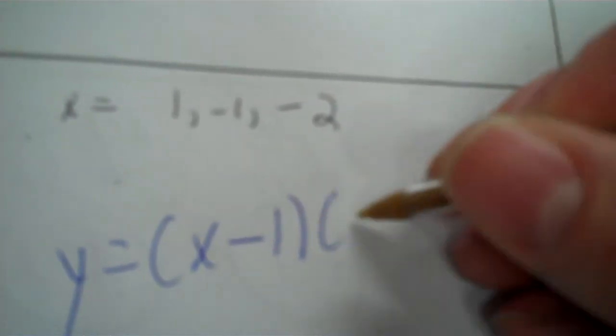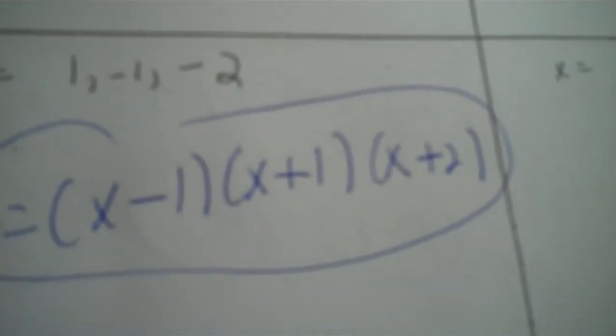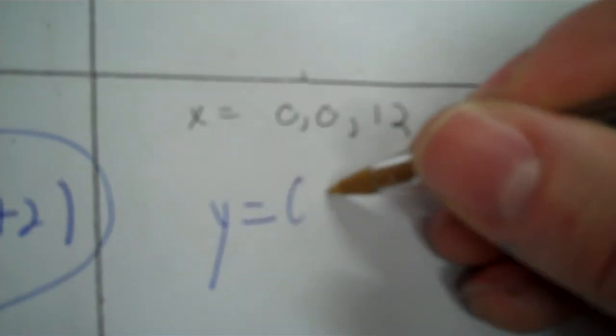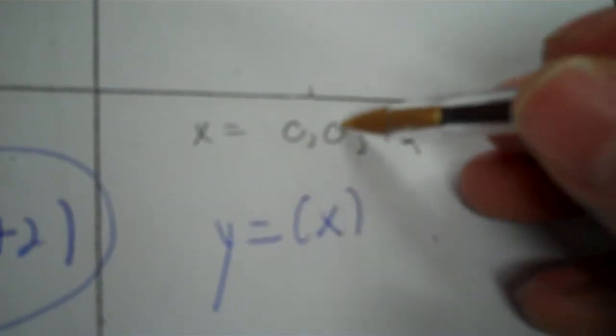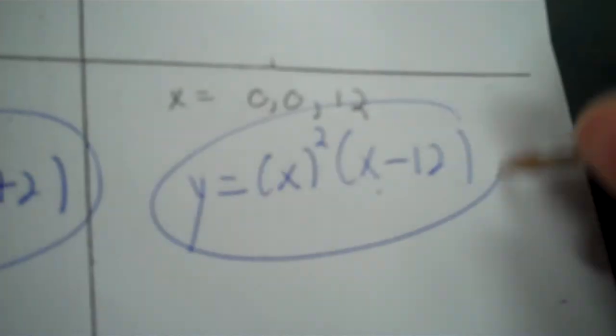Okay, 1, negative 1, negative 2. So y equals x minus, put a 1. X minus, and a negative 1 would be plus 1. And then x minus, and then plus 2. Okay, remember what I told you to do with 0. You just put an x in parentheses by itself, but since there's 2 of them, we'll just put that to the second power, then a parentheses with x minus, and then 12.